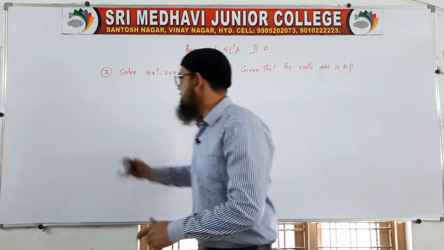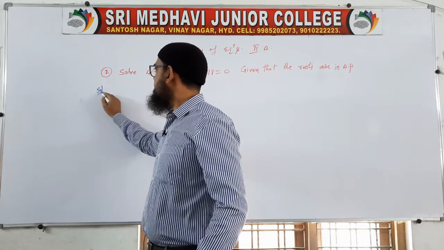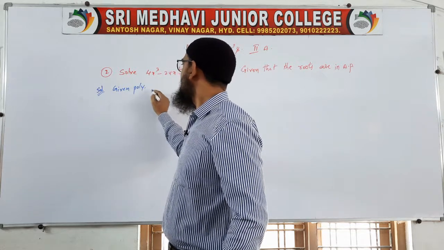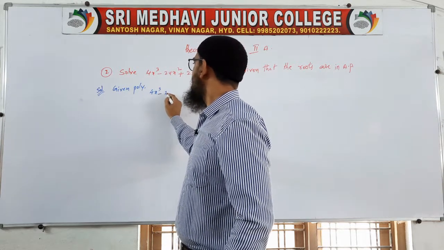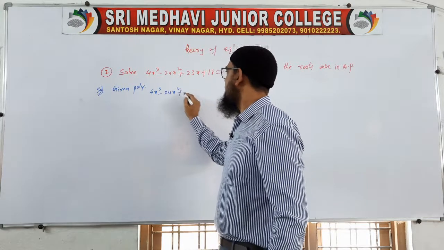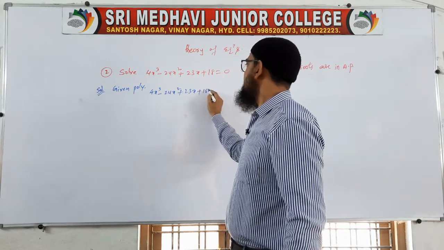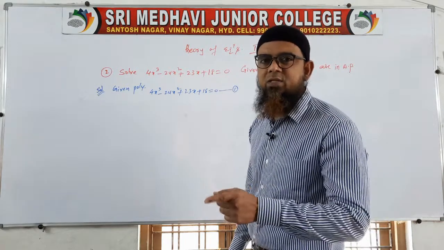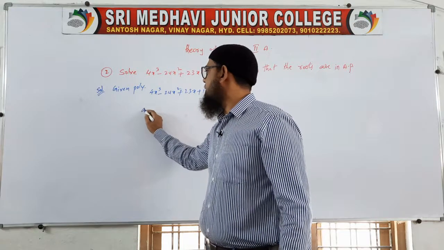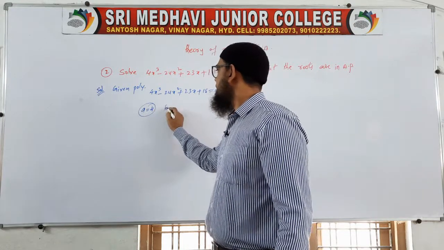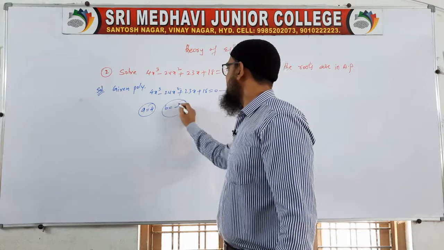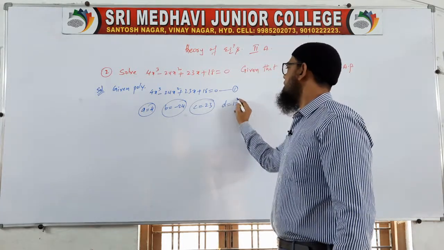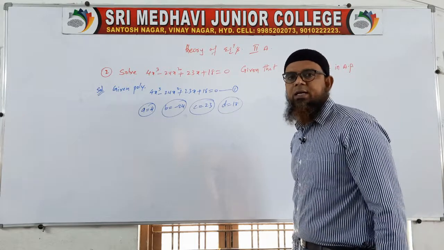Okay, what is the procedure you see? Given polynomial 4x cube minus 24x square plus 23x plus 18 is equal to 0, take it as equation 1. Compare the given equation with the standard form, then you will get A value as 4, B value as minus 24, C value as 23, D value as 18. Now A, B, C, D is over.